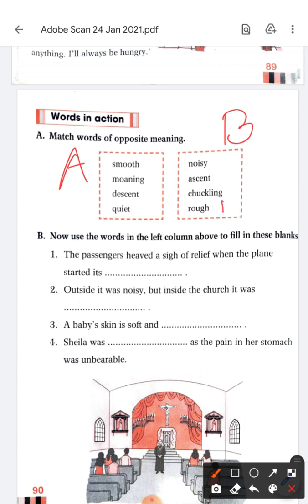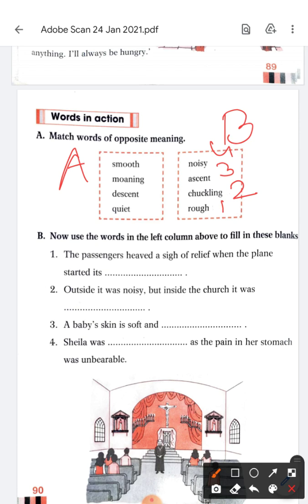Moaning is like when we are in pain. So the opposite of moaning will be someone being happy, so it will be chuckling. Descent, ascent. Descent is getting down, ascent is moving up. Quiet, noisy. Teacher says, keep quiet, the class is very noisy. And so everybody knows.